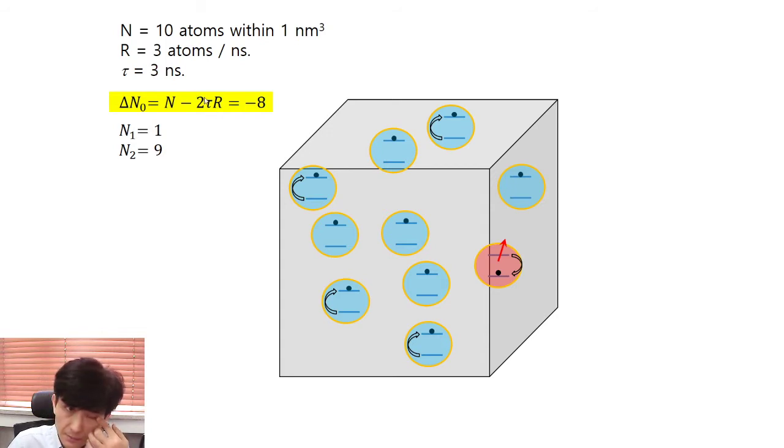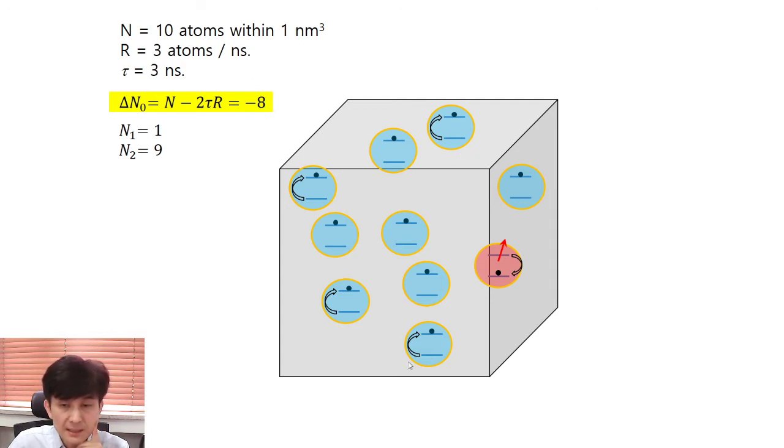3 times 4 times 2. 3 times 4 times 2 is 24. So we have 10 minus 24, minus 14. That is more than the total number of atoms. So that does not make sense.